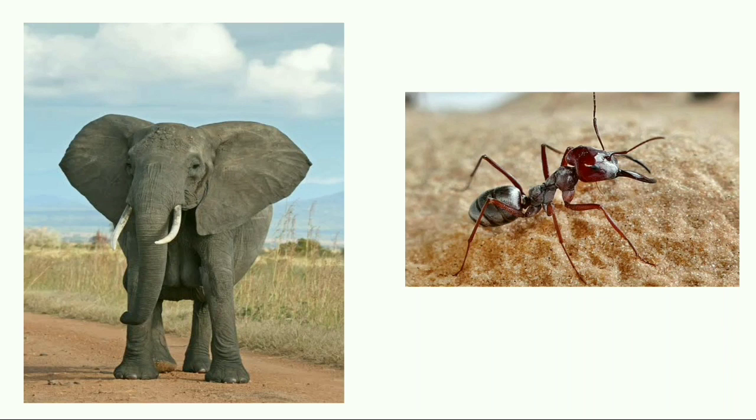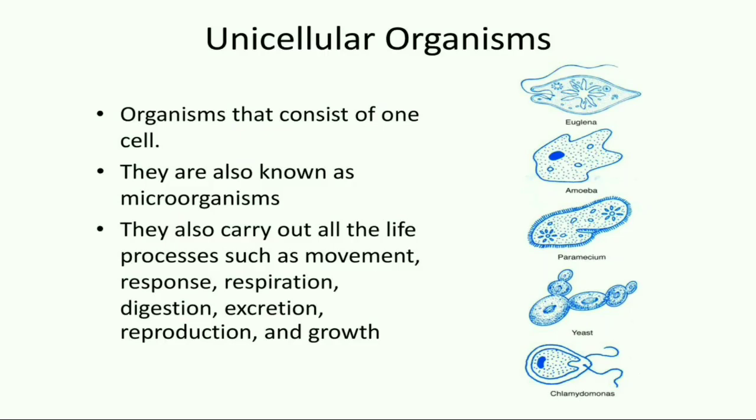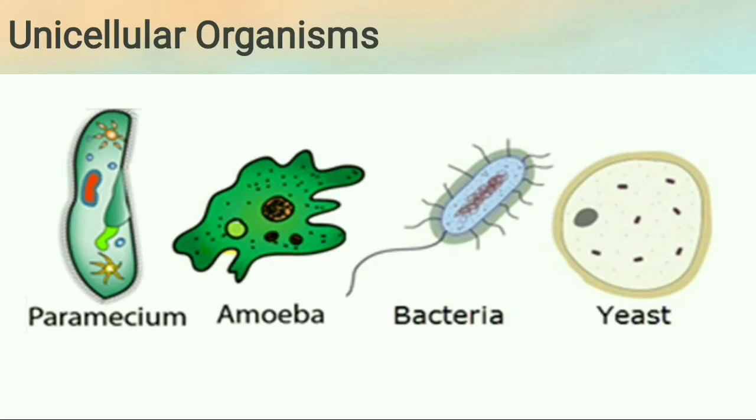On the basis of the number of cells present in an organism, we have two types of organisms, and they are unicellular organisms and multicellular organisms. Unicellular organisms are organisms that consist of one cell, only one single cell. They are also known as microorganisms. They also carry out all the life processes such as movement, response, respiration, digestion, excretion, reproduction and growth within a single cell.